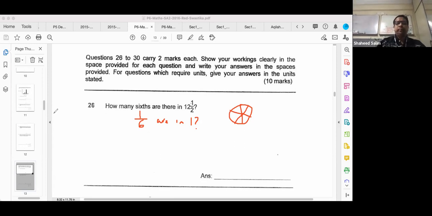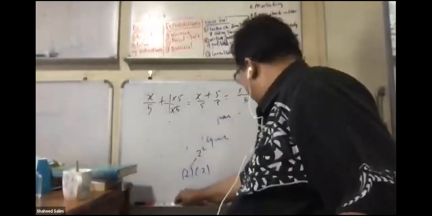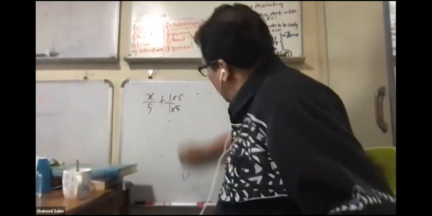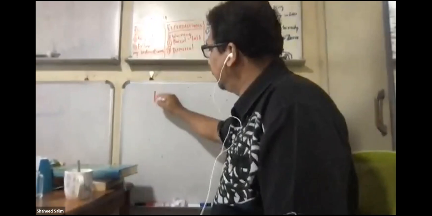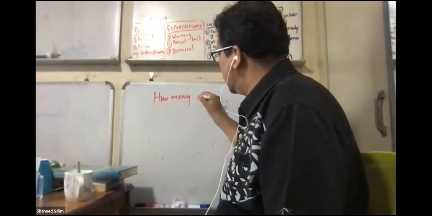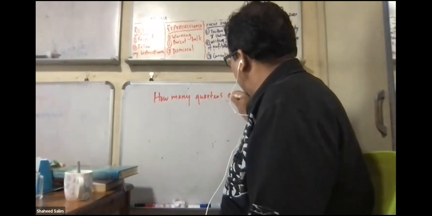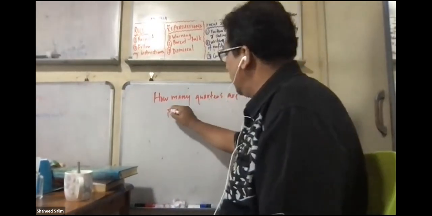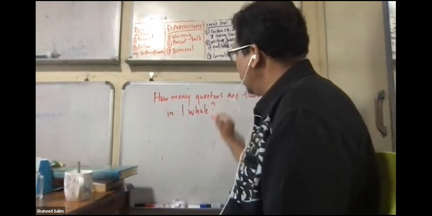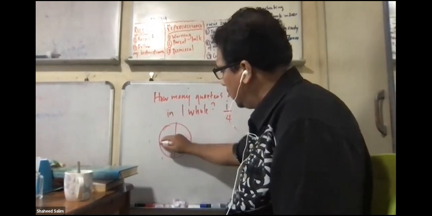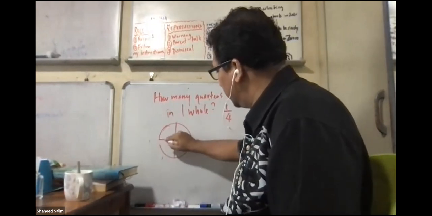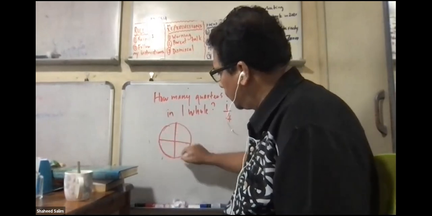All right, okay. I'm going to show you another question. Then you try from that question, you try to do this one. Okay, here we go. Now, if let's say they ask you how many quarters are there in one whole? So quarters, you know, is 1/4, right? If I were to draw it as a pizza, this is 1/4, right? Down here.